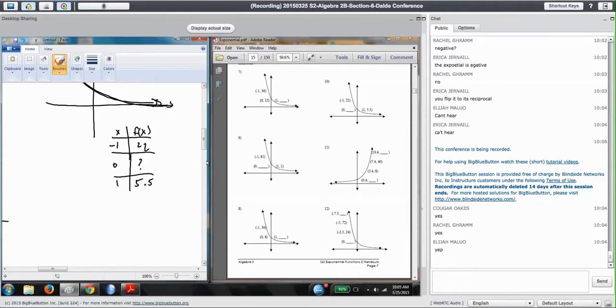What I would do is I would do f of 1 divided by f of negative 1. I always do the bigger number on top, or not the bigger number, but, like, 1 is bigger than negative 1, that's what I mean. I always do the one further to the right on top and then the one on the left on the bottom. So this would be 5.5 divided by 22. Can anyone tell me what 5.5 divided by 22 is?